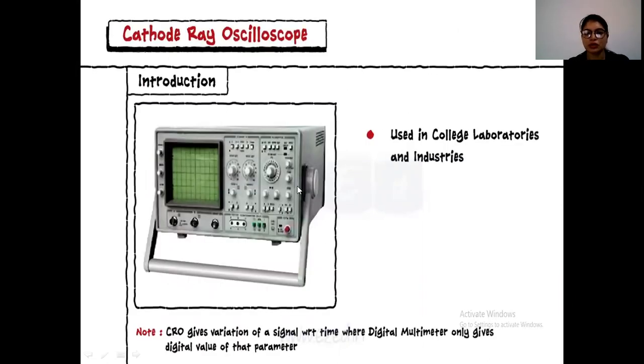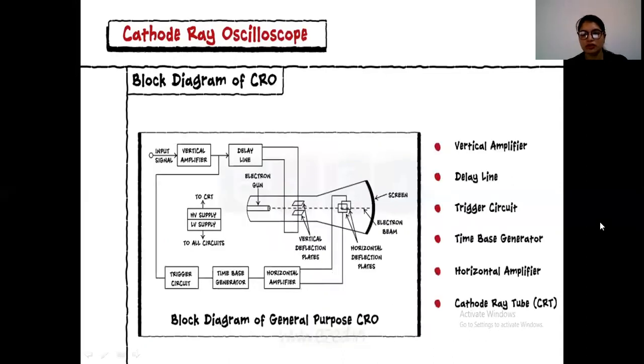So this is CRO. These types of devices are used in our college laboratories, in industries, and in many more applications. So why do we use CRO? CRO is used to measure our electronic signal, that is to measure its voltage, its time, and its frequency. And these can be done by these switches, and the function of these switches we will discuss later on. So first of all, we need to discuss the block diagram of CRO.